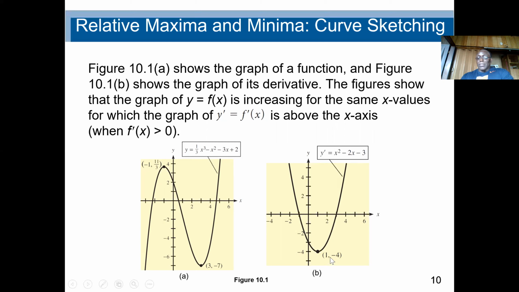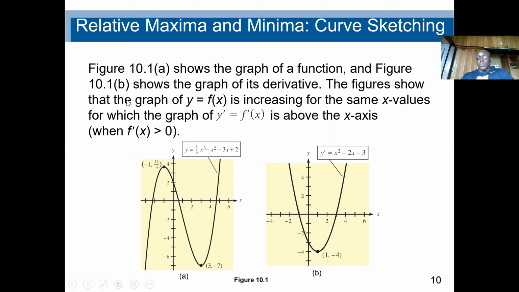So here we are getting only the relative minimum, which is at x is 1 and y is -4. That's our turning point, relative min. The reason why we say relative minimum is because it's decreasing to increasing. From increasing to decreasing is relative maximum. So here we say the figure 10.1a shows the graph of a function.